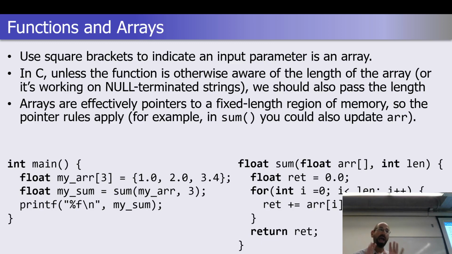But what winds up happening in C, and the technical term for this reasoning is that arrays and pointers are effectively equivalent in C. They both correspond to an address in memory. When we pass an array variable as an input to a function, and we update that array variable inside that function, that array variable in the caller function also gets updated.